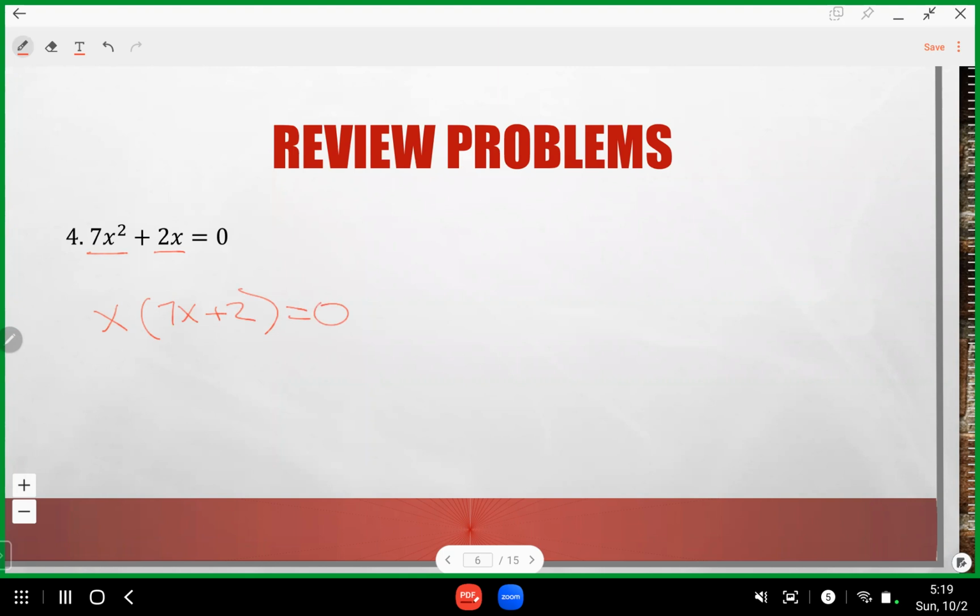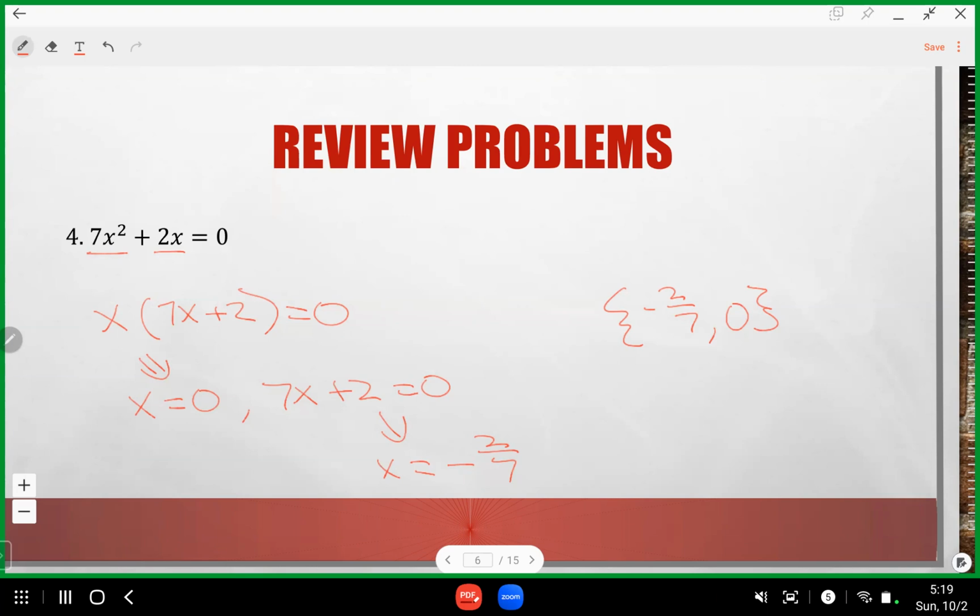Okay, so then we get x is equal to 0, or 7x plus 2 is equal to 0. And we don't need to elaborate further on x is equal to 0 because we already know what x is. So let's just solve the second one, and we are going to get negative 2/7 for this one. Okay, and then our two answers are 0 and negative 2/7. That's just a set of our answers. Very good, Ethan.